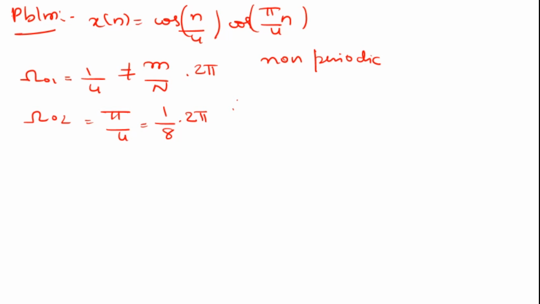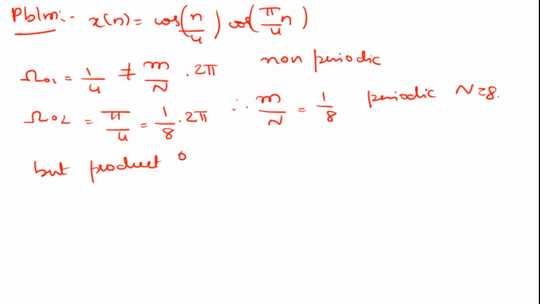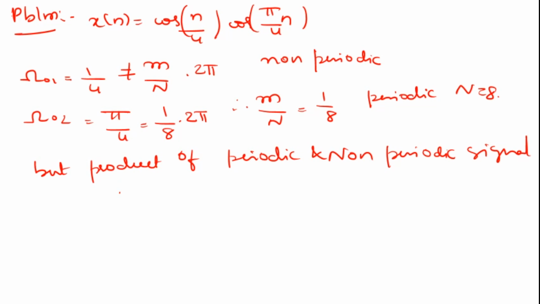But product of periodic and non-periodic signal is non-periodic. Therefore, x of n is non-periodic signal.